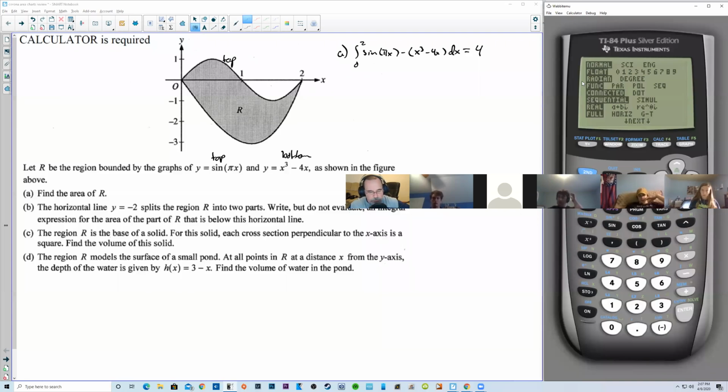So if you're taking an AP physics test or a lot of sciences, they like degrees. Make sure we're in radians.